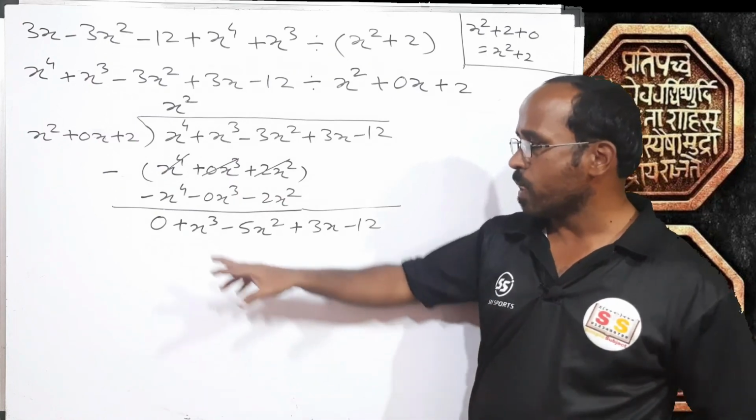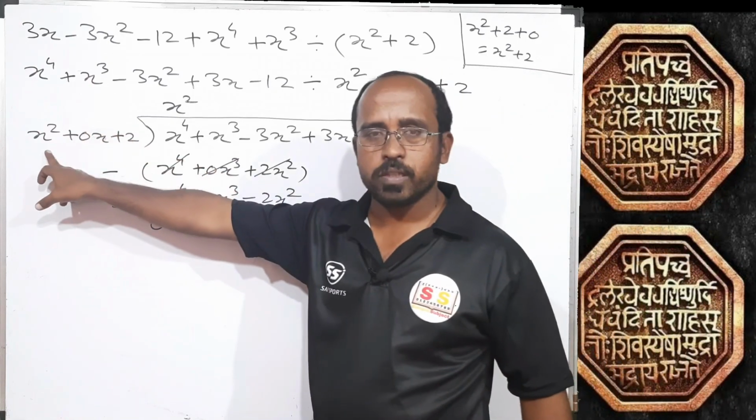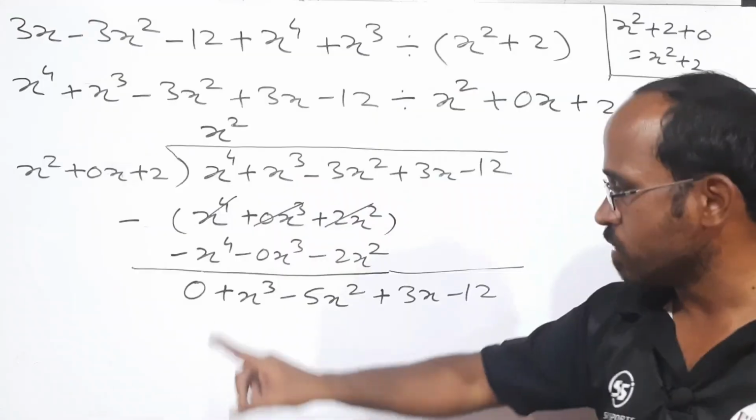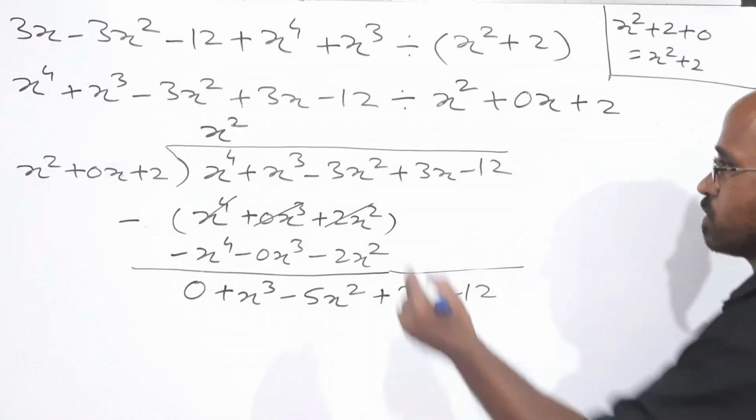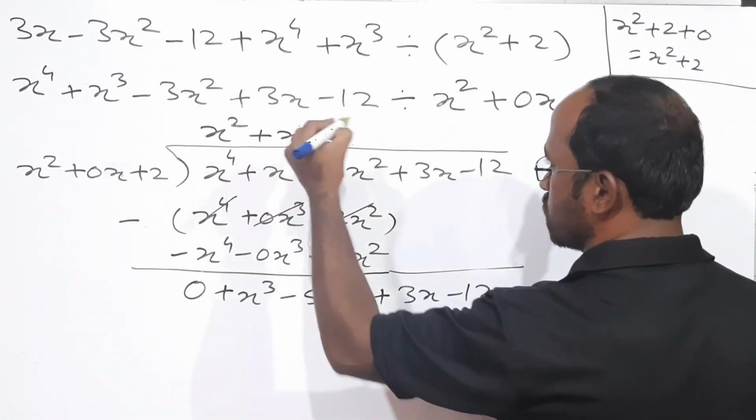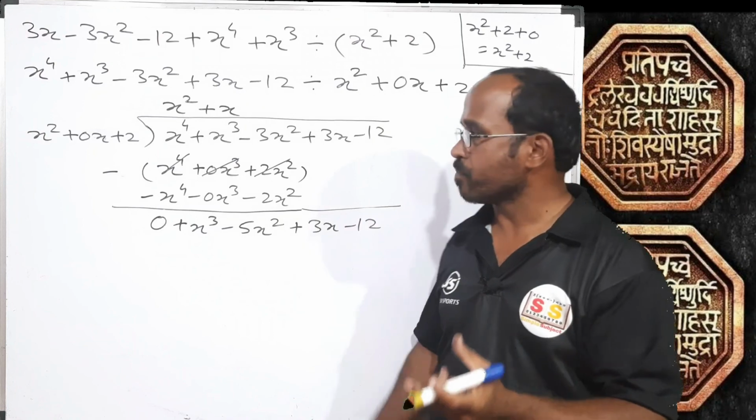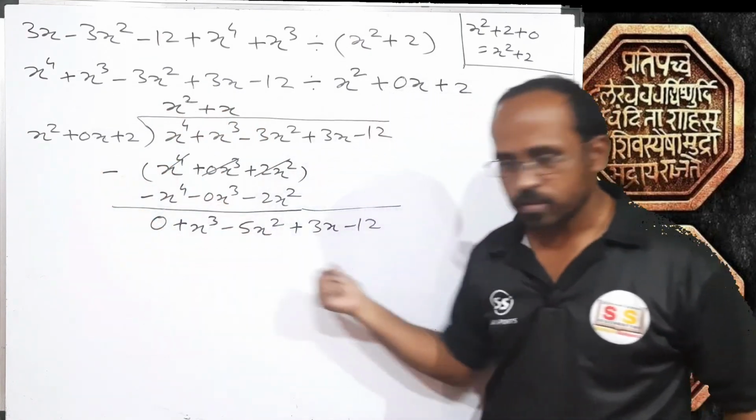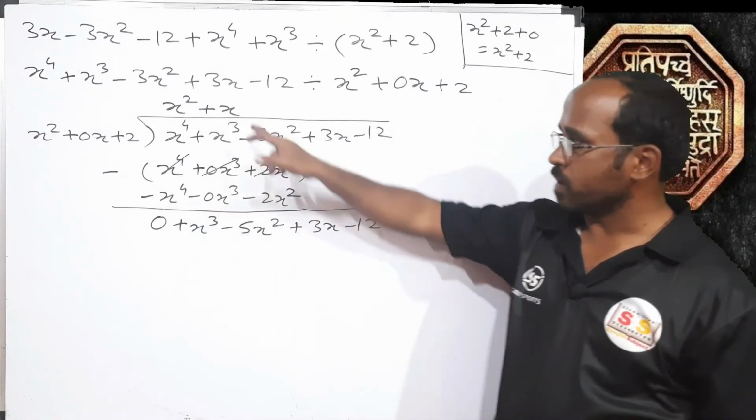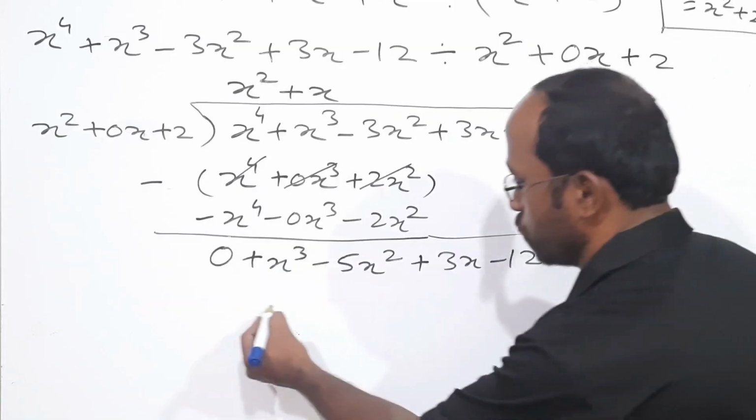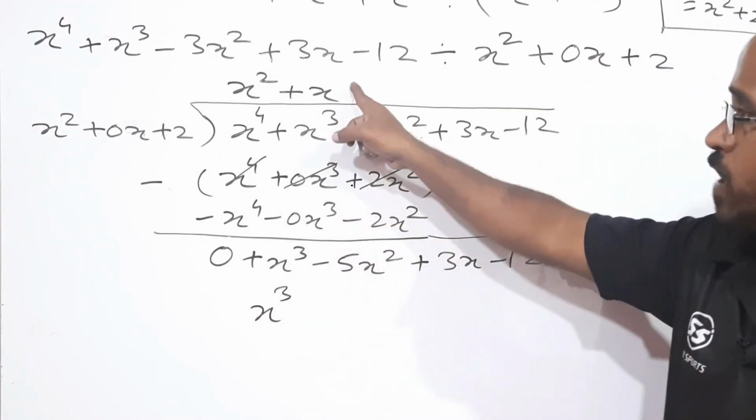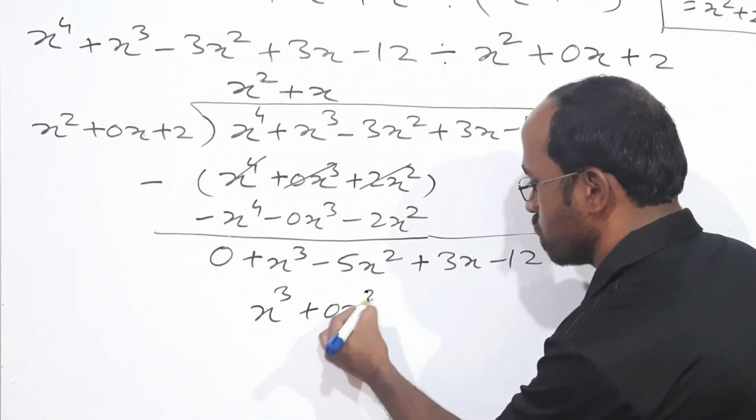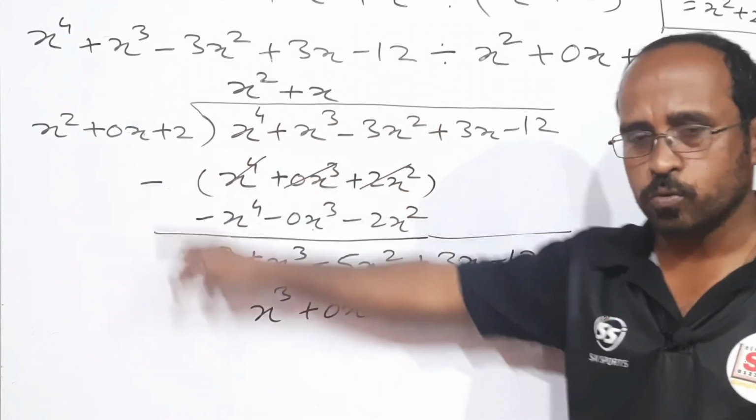So let's divide the first term of this by the first term of the divisor. x cube divided by x square, answer is x. Both are plus, so plus x. Clear? Then next step, subtract the multiplication of this quotient and divisor from this. So let's multiply, then subtract. x multiplied by x square, x cube. x multiplied by 0x, so plus 0x square. x multiplied by plus 2, plus 2x.